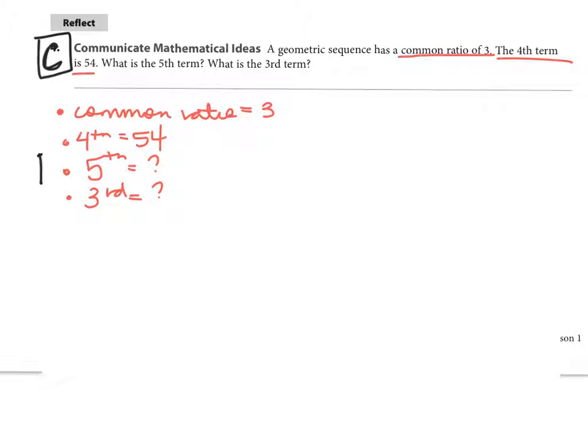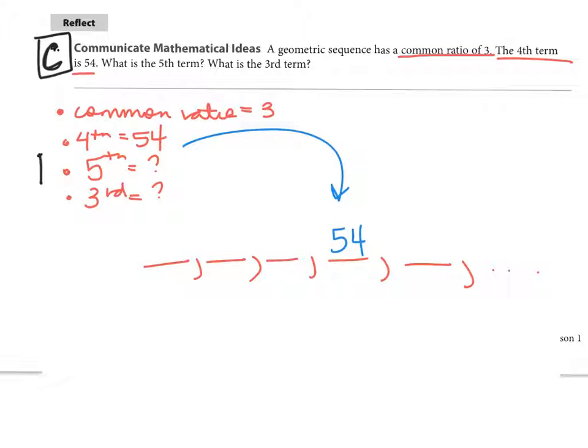All right, so I'm going to start by just kind of writing out where my terms should be. So 1st, 2nd, 3rd, 4th, 5th. And I'm going to fill my information in. I know that the 4th term is 54. And the common ratio is 3. That means it's multiplying by 3 every time. So it would be very easy for me to figure out the 5th term: multiply 54 by 3. And when I do that, I get 162.